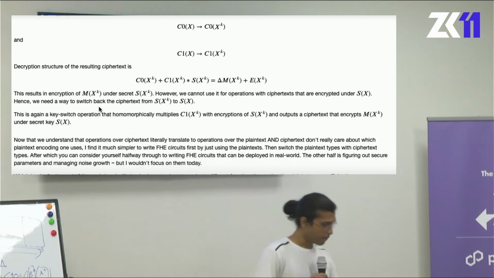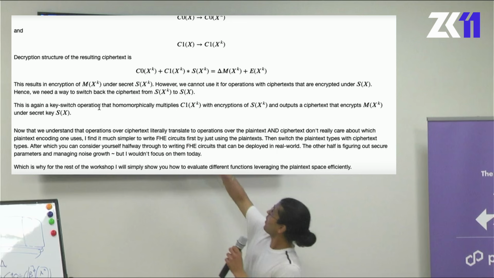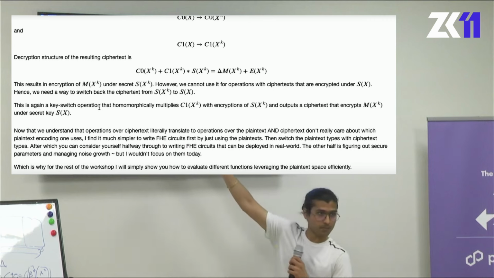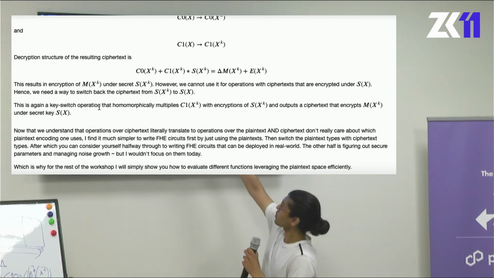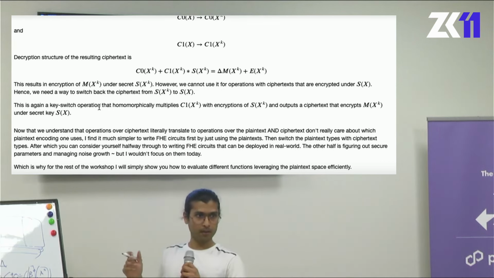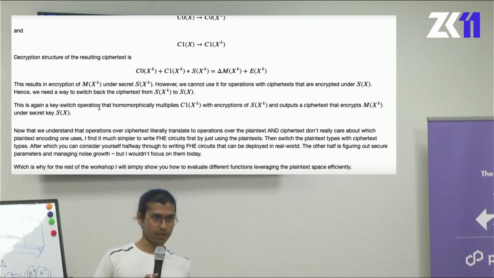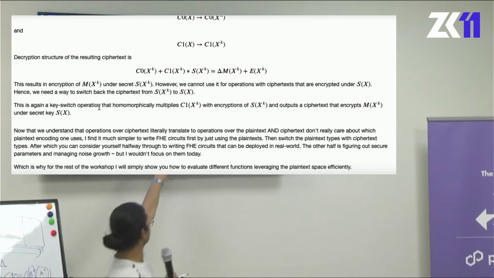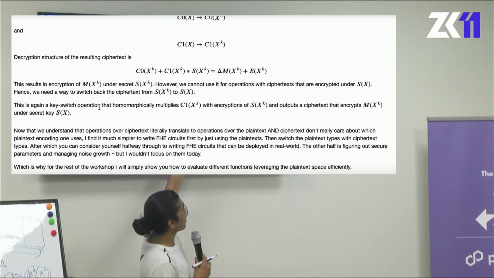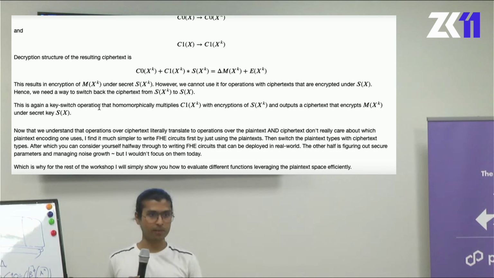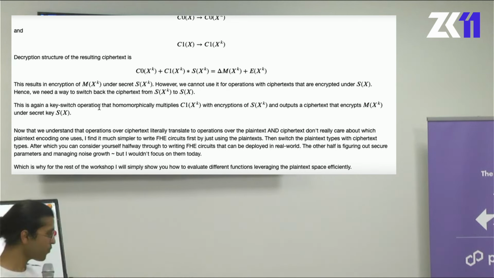That would give you the message as this, right? Because when the initial decryption structure was C0 plus C1 S, which gave you M plus E, when we substitute, it would give you M(x^k) plus E(x^k). And now we need to switch it back, which is another key switch operation. Okay, so it gives you encryption under S. When you rotate it, it gives you encryption under this, and now you key switch back. So you multiply this with this homomorphically to get an encryption under S. This is another key switch operation that you do, and it is also expensive, but not as expensive as multiplication.